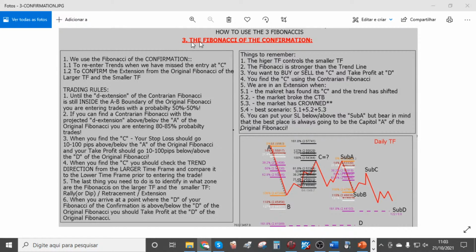Now this is the third Fibonacci, everybody, and it's called the Fibonacci of the confirmation or the confirmation Fibonacci. Now we use the Fibonacci of the confirmation, number one, to re-enter trends when we have missed the entry at the C.